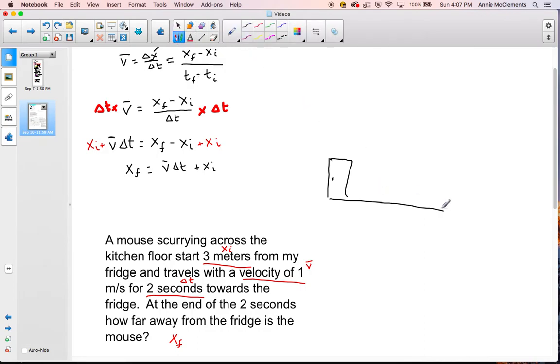And here is my mouse, my little particle. So we know that the mouse starts three meters from the fridge. For the sake of simplicity, I'm going to assign the origin to the fridge. So the fridge is going to be my origin, or my 0 point. And the mouse is going to be at the position 3 meters in the positive direction from the fridge.